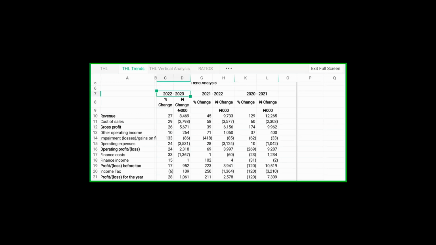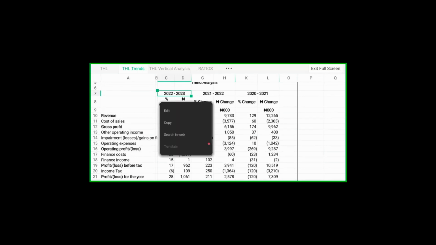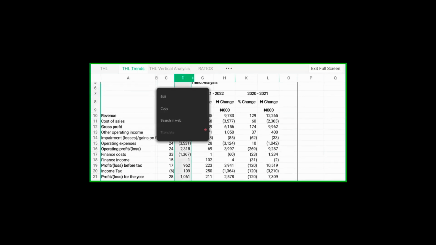And you see that between 2021 and 2022, we just have a 45% change in revenue growth, but it declined. The rate of growth declined between 2022 and 2023. So we cannot judge with this 2022 and 2023 because we don't have the actual 2023 result. This is not the actual 2023 result. So we may not be serious with that.